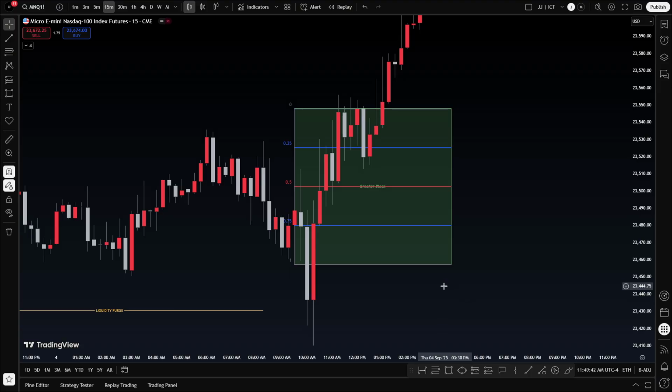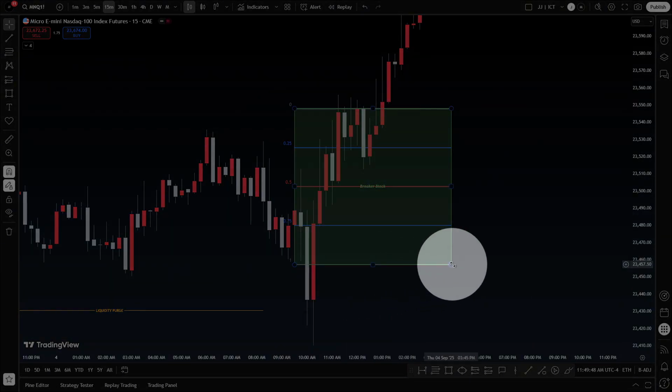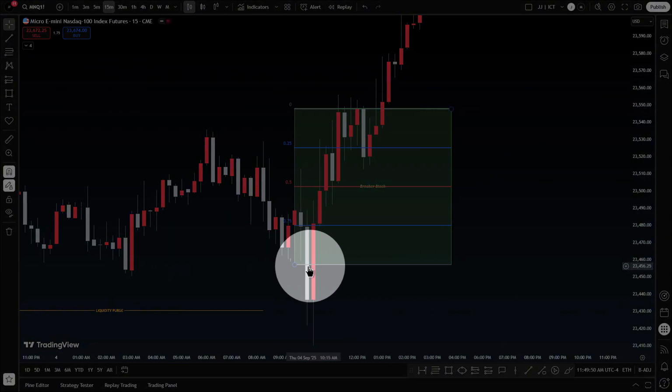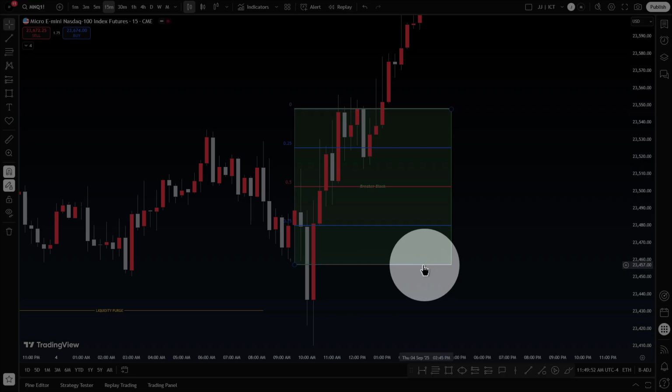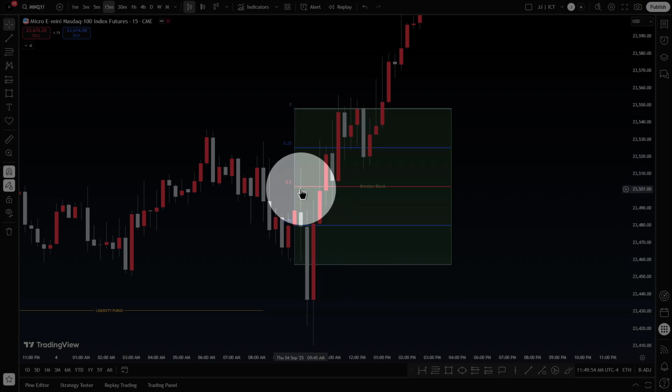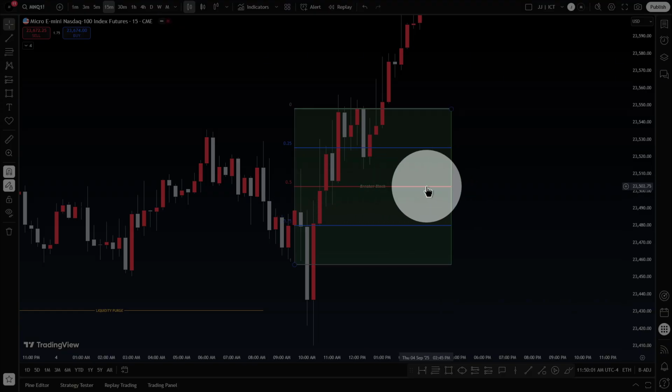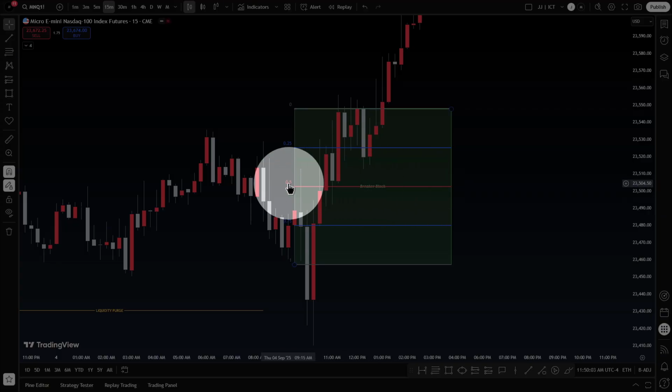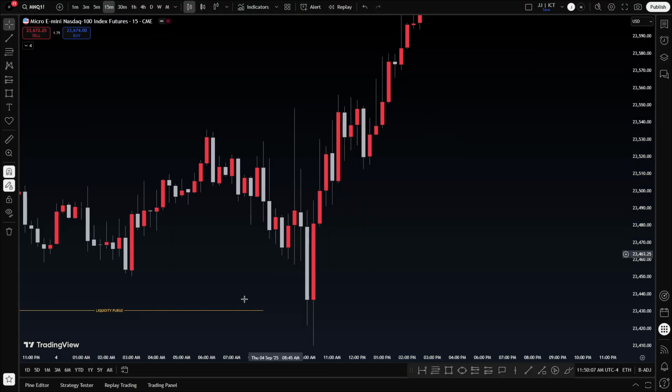When it reaches the other side of the breaker block, meaning it breaks the breaker block's low, which is all the way down here. See that? See this down here? That's the low of the breaker block. Once it comes down here, boom, the breaker block is gone. But just pay attention to that mean threshold though, because that's going to tell you if price wants to respect the breaker block. That's how it's going to tell you that. See that level right there? The equilibrium. That's what it's going to tell you right there. So that is one example of the breaker block.